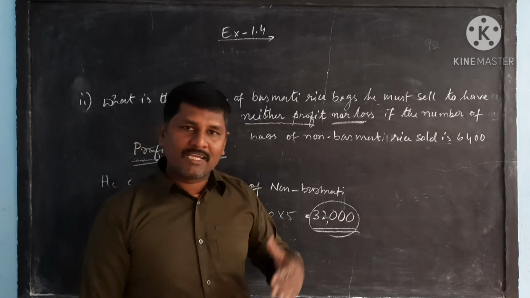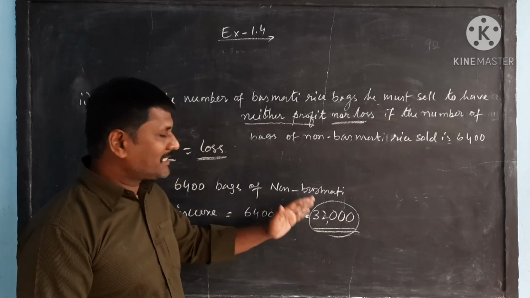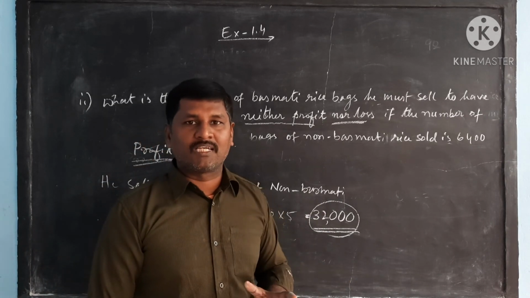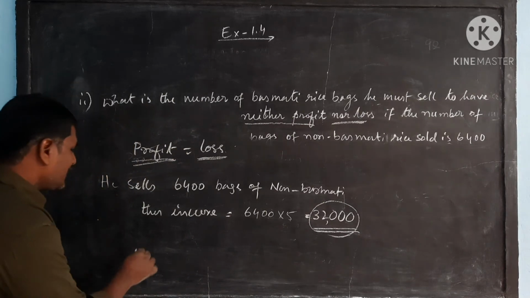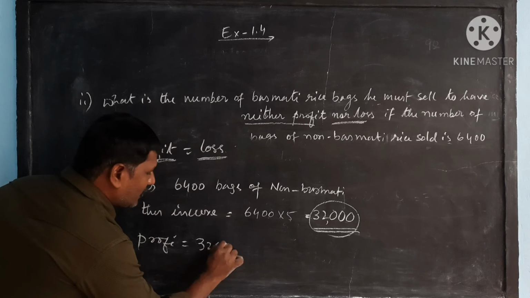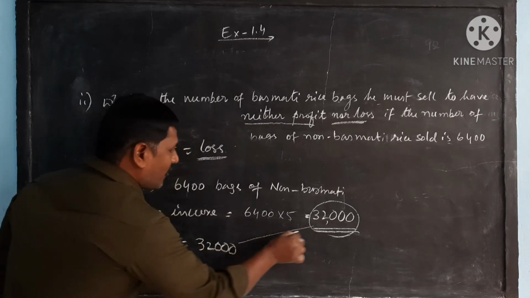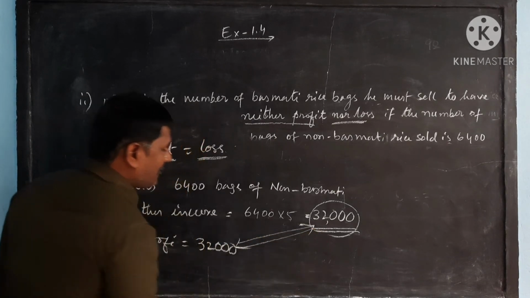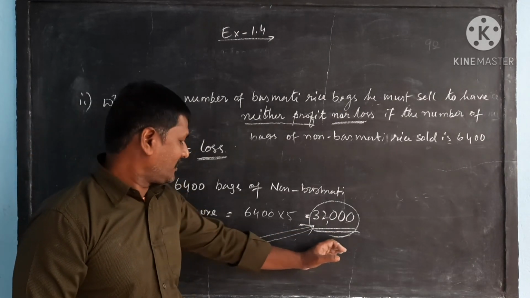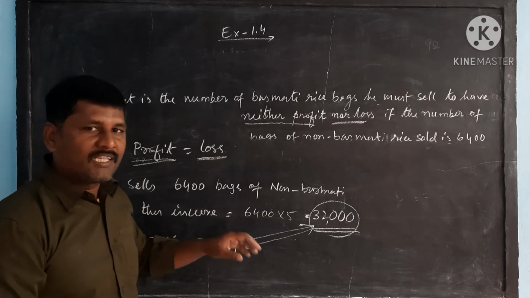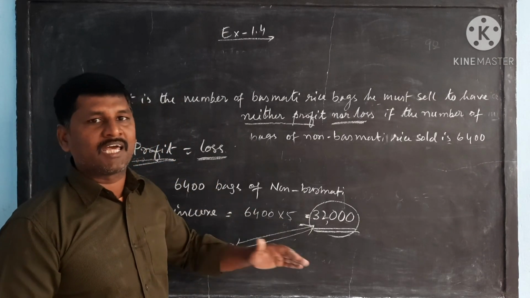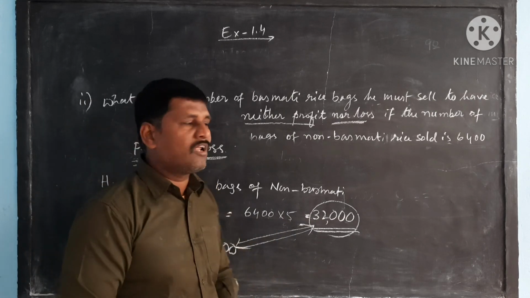As given in the question, he gets 10 rupees profit for each bag of basmati rice sold. Then how many bags? The profit also will be 32,000 rupees, because only when the loss and profit become the same is there no loss and no profit. So you have to find the number of bags of basmati rice he must sell. Then only he will get neither profit nor loss.